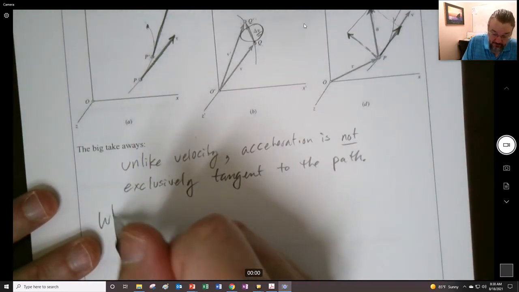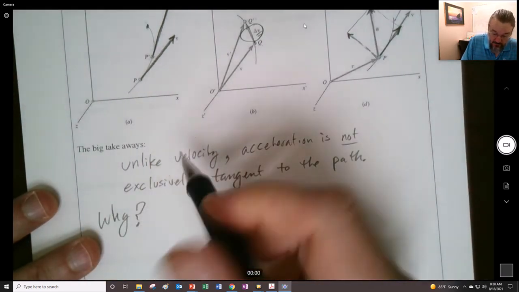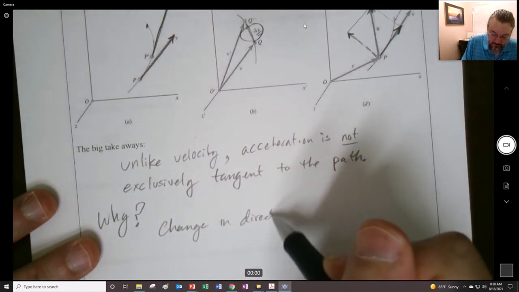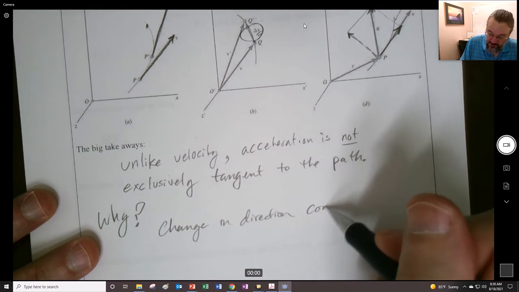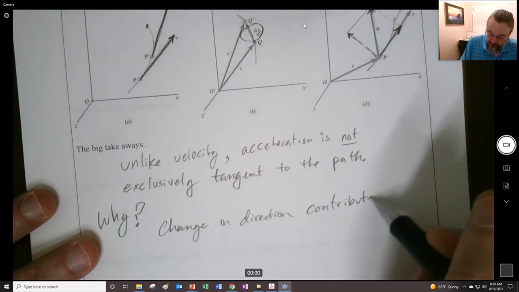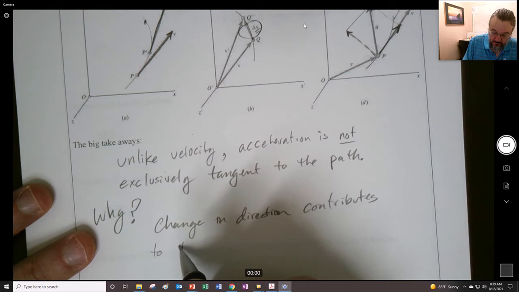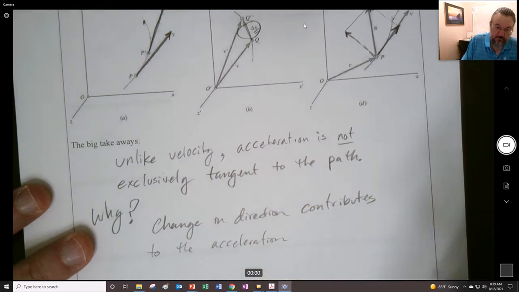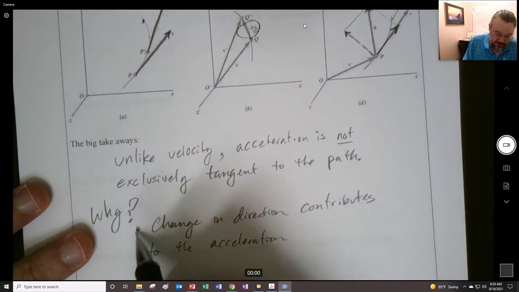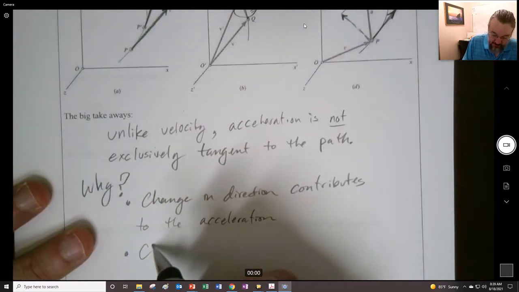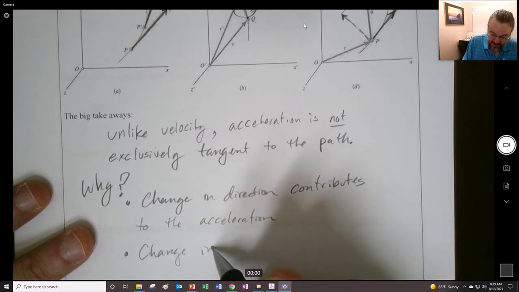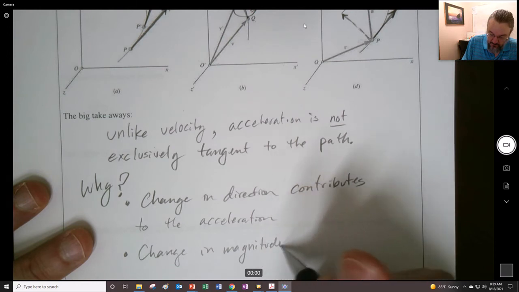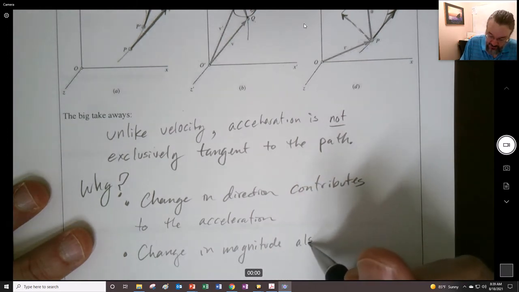Why? Because change in direction contributes to the acceleration. There's also change in magnitude too. Change in magnitude also contributes. Sorry, that's what I wanted to write.